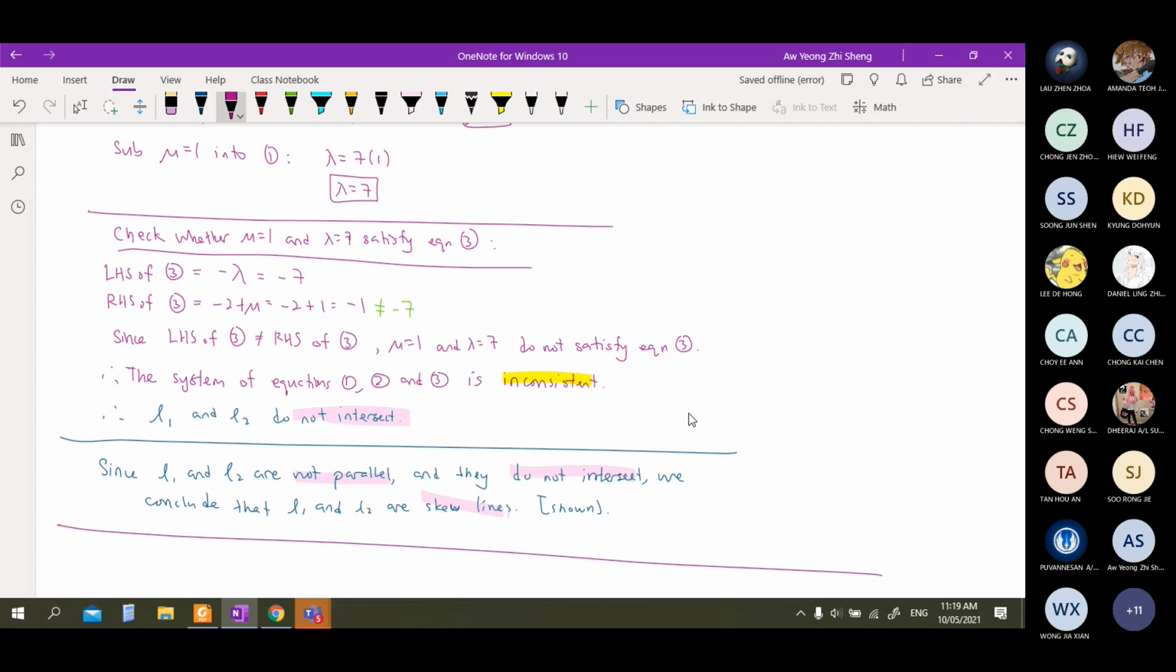Usually 4 marks or sometimes 5 marks may be given to show that two lines are skewed. So make sure you know the steps to perform.